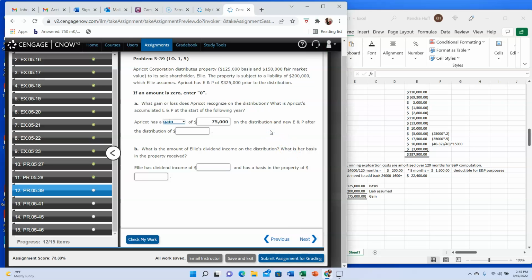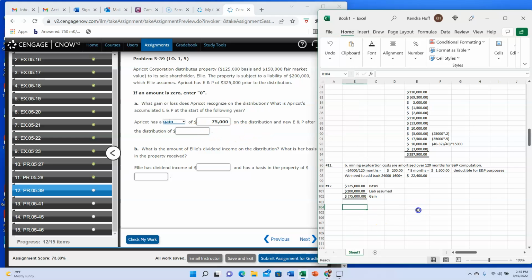Their new E&P after the distribution: their E&P was 325 plus the gain. So their new E&P is 400.